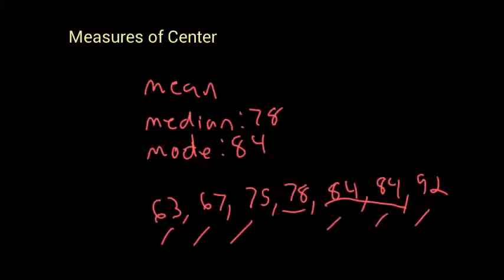And then to find the mean, we need to add all those numbers. So let's add them all up. When you add them all up, you should get 543. And then we're going to take that and divide by 7, because we had 7 numbers. So 543 divided by 7 is going to be about 77 and 6/10.